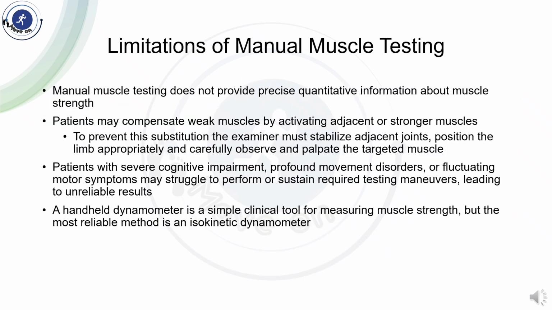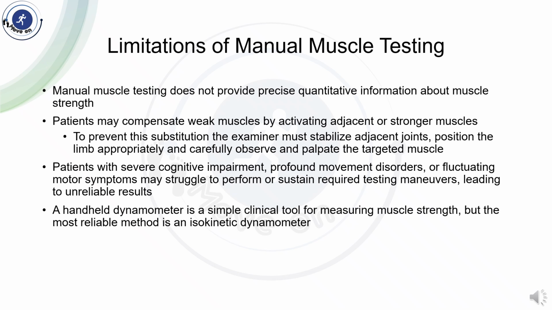Manual muscle testing does not provide precise quantitative information about muscle strength. During muscle strength testing, patients may inadvertently compensate for weak muscles by activating adjacent or stronger muscle groups, a phenomenon known as substitution. Substitution may create the false impression of normal muscle strength. To prevent substitution, the examiner must stabilize adjacent joints, position the limb appropriately, and carefully observe or palpate the target muscle to confirm its isolated activation during testing.